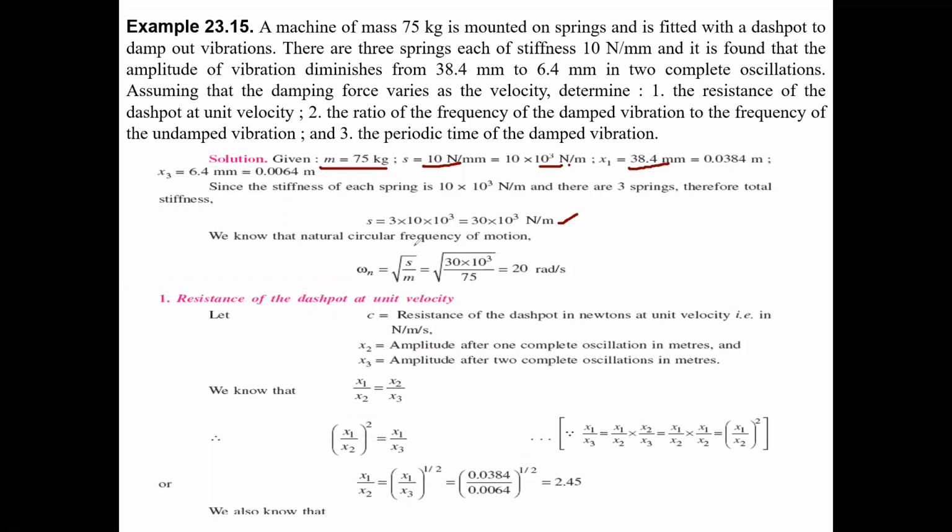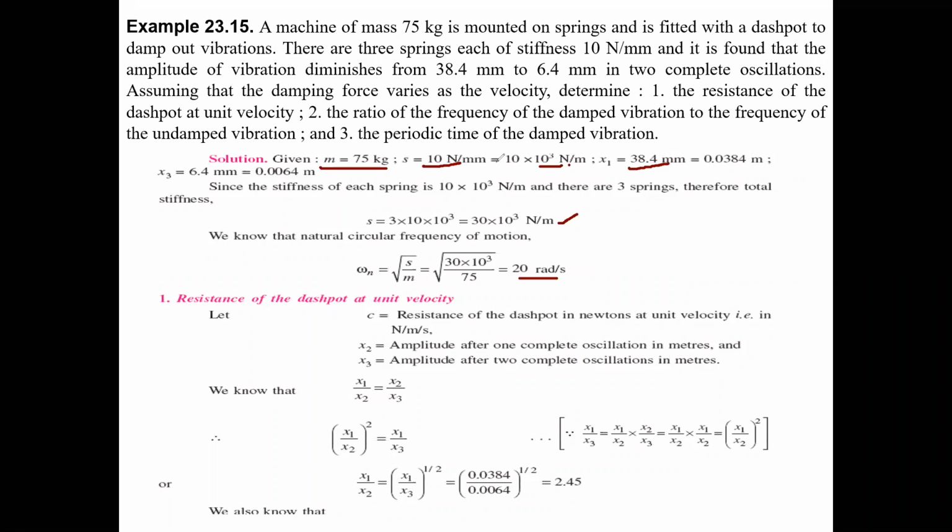Now going to find the circular frequency of motion. So omega suffix n equals the circular frequency of the motion, omega n equals square root of S by m. S is 30 into 10 cube and m is 75. Just make the calculation and the value is 20 radian per second.